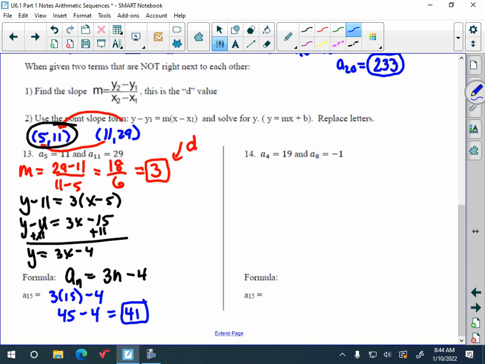All right, so let's do this last one, number 14, same thing. Since the two terms they give us, a_4 and a_8, are not next to each other, we can't just find the common difference by looking at a pattern. We're going to treat these as ordered pairs. So 4 comma 19 and 8 comma negative 1. We're going to use the slope formula. Subtract the y's, put them on top, negative 1 minus 19. Subtract the x's, put them on the bottom, 8 minus 4. Simplify this down, negative 20 over 4, so it's negative 5.